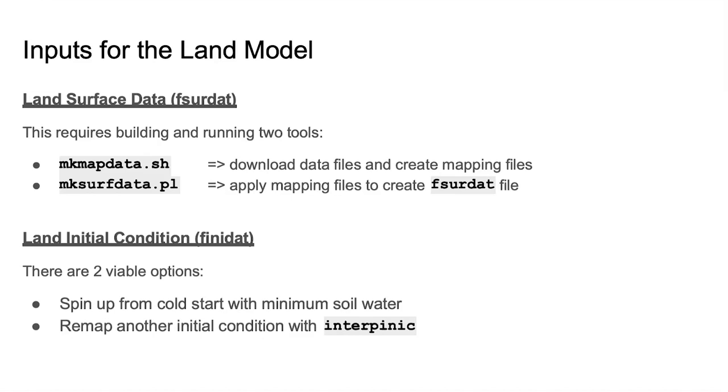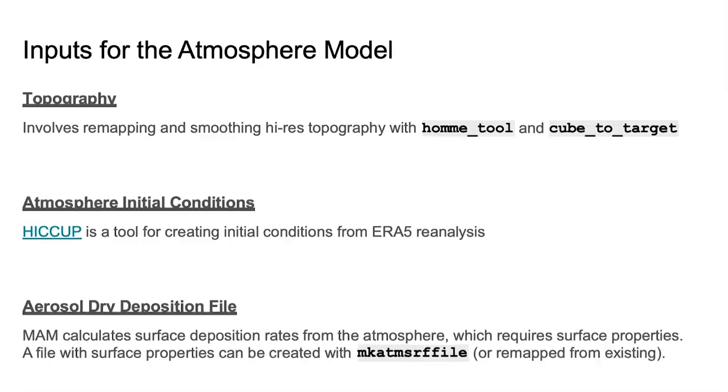And then the other thing you need is a land initial condition. And there are two viable options for this. You either regrid an existing one, or you do a cold start spin up where all the soil water is set to a minimum. And that takes several decades to get going.